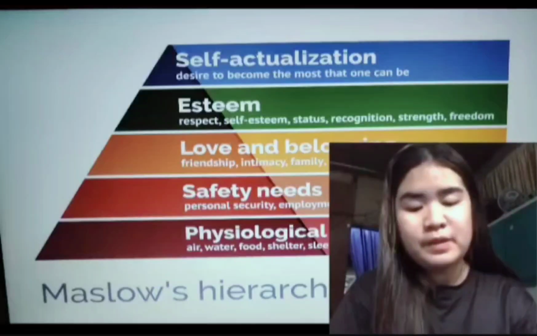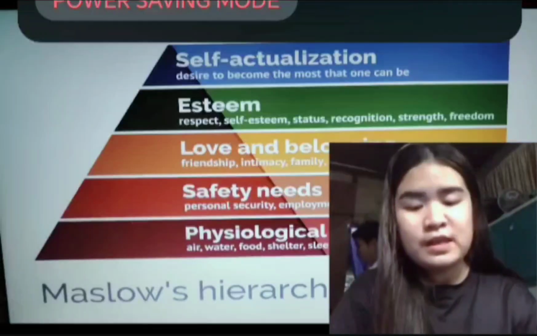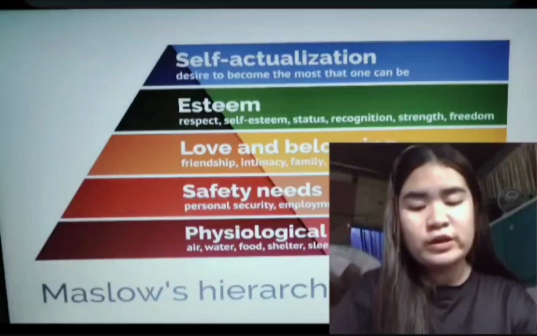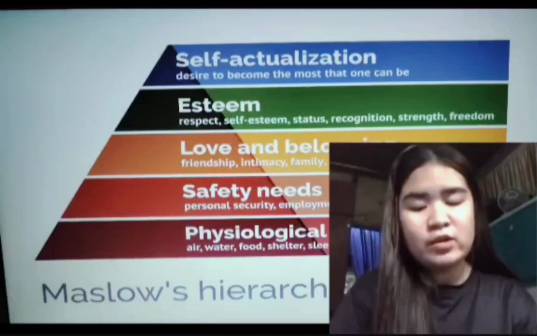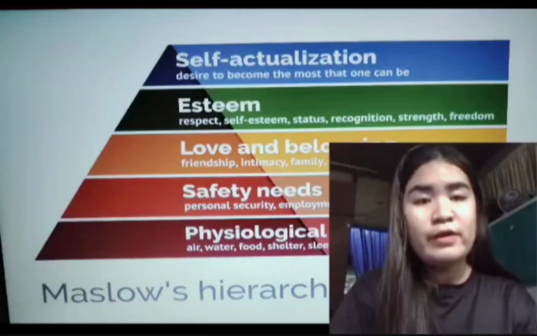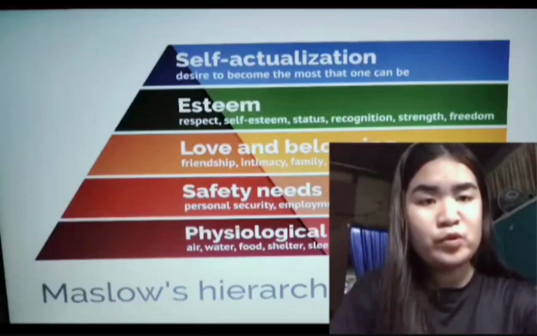Examples of esteem: first is earning awards or accolades. Second is advancing in career or education. Third is building a reputation or brand. Fourth is leading or mentoring others. Five is receiving respect from peers or community.